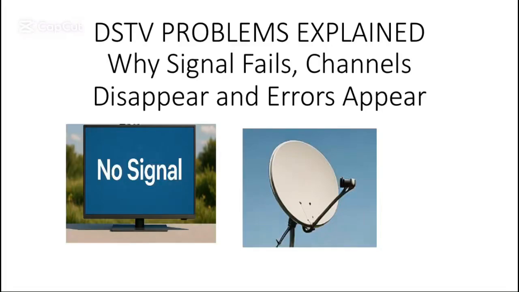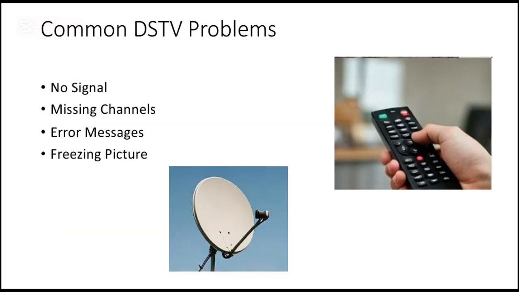Many DSTV users experience problems almost every week. One day the TV works perfectly, the next day the screen shows no signal, sometimes channels disappear, sometimes the picture freezes or an error message appears. Most people immediately think something serious has happened. They assume the decoder is damaged. Some think the subscription is no longer active, others rush to call a technician. But in most cases, none of those are the real problem.